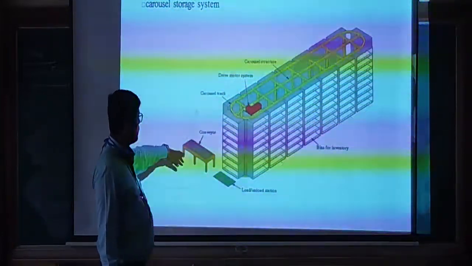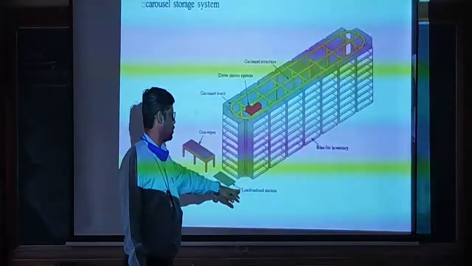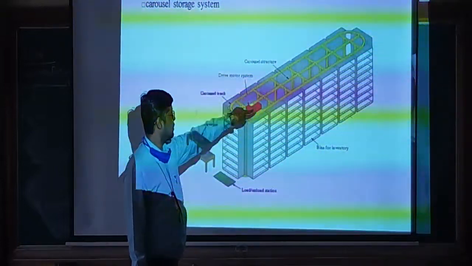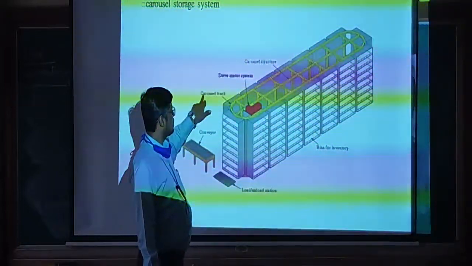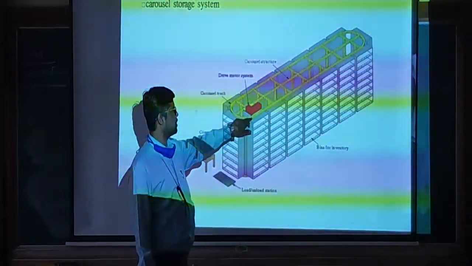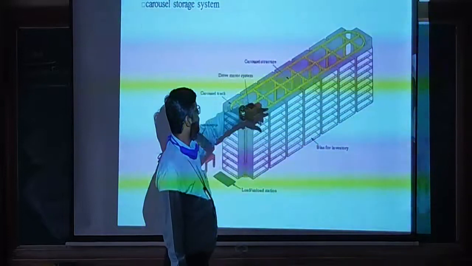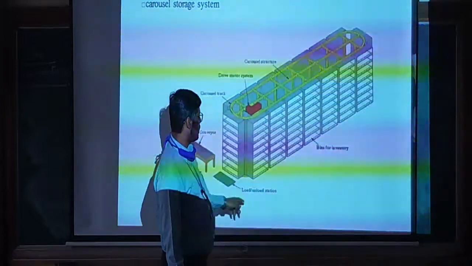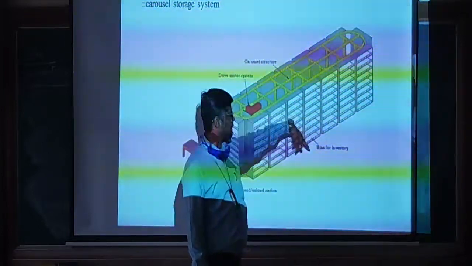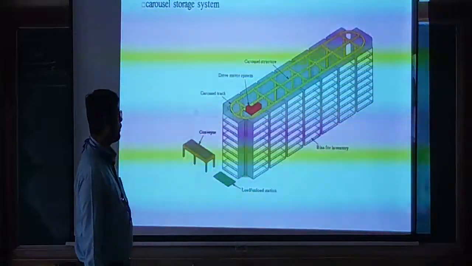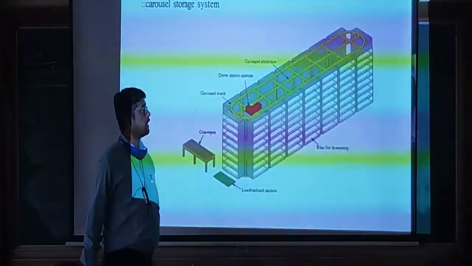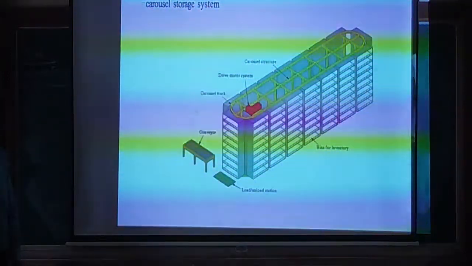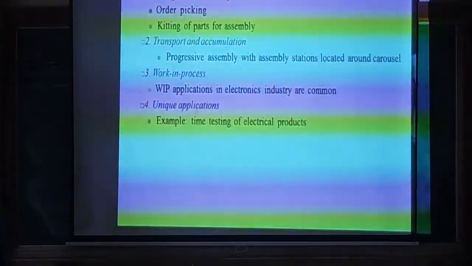Here is a manually operated horizontal carousel storage system. The conveyor system will be there, and the component will come. This is the load and unload station, from where we load and unload. If you see this green one, this is the carousel track, and this is the drive motor system. It will move around the rack. This is the carousel structure, and these are the bins, stacked. Wherever you keep parts, whenever you want to retrieve them, you can retrieve those parts from the carousel system, and you can store parts also.